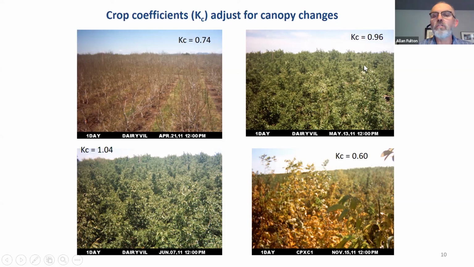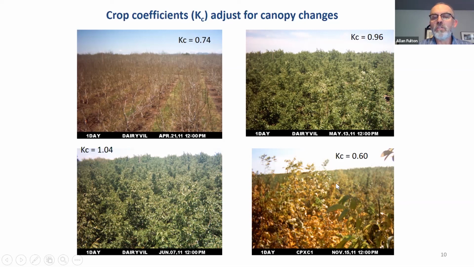Just 3 weeks later, the crop coefficient is increased to 0.96, and you can see that the crop canopy in this walnut orchard has changed drastically. A few weeks later, mid-June, the crop coefficient is reaching a maximum of about 1.04.